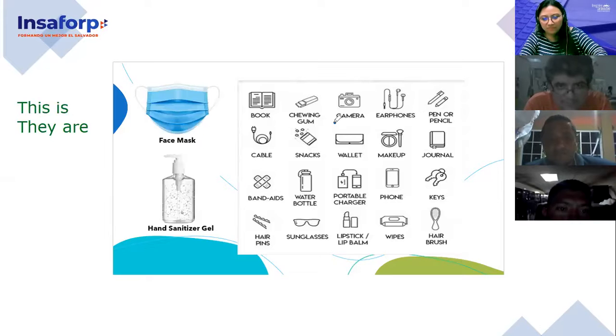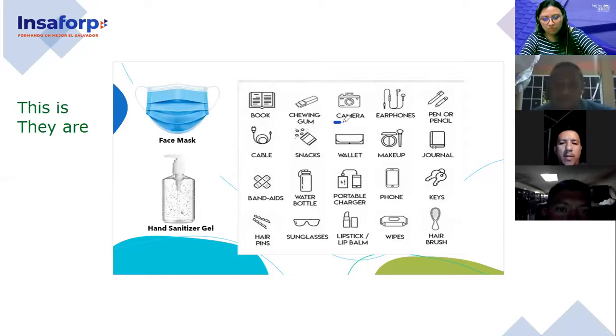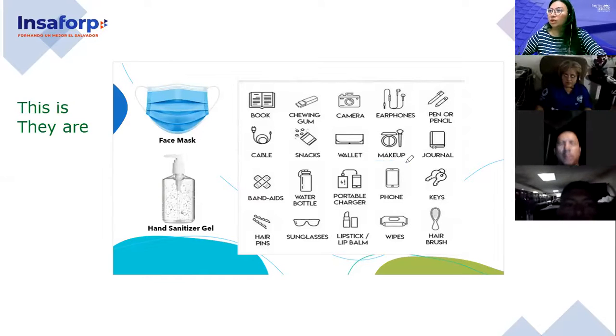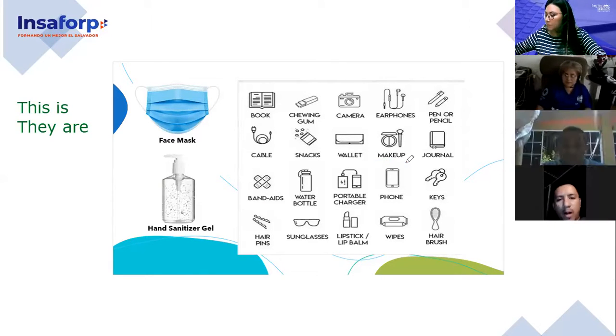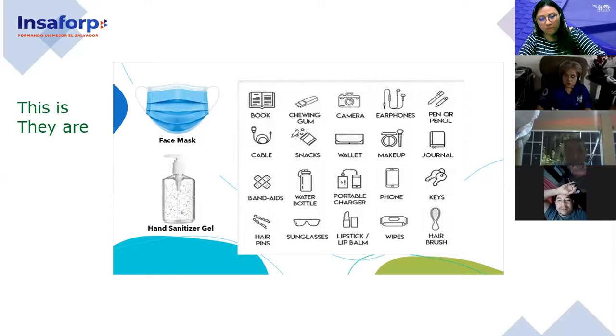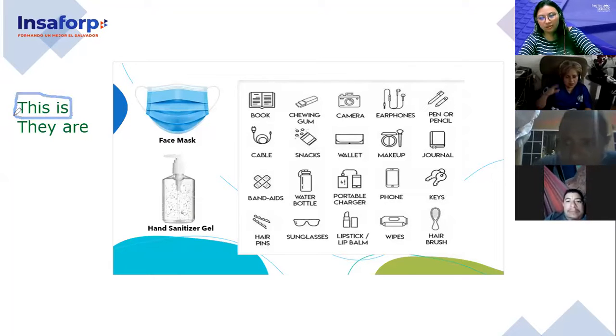What is this? This is a camera. It's a camera. They are cameras. Ah, miren esta. Makeup será singular o plural? Plural. They are makeup. Pero saben que como makeup es algo que no podemos contar. No se puede contar. Entonces va a entrar en esta categoría. This is makeup. Porque es una categoría. Maquillaje, no podemos decir un maquillaje, dos maquillajes, tres maquillajes, no.